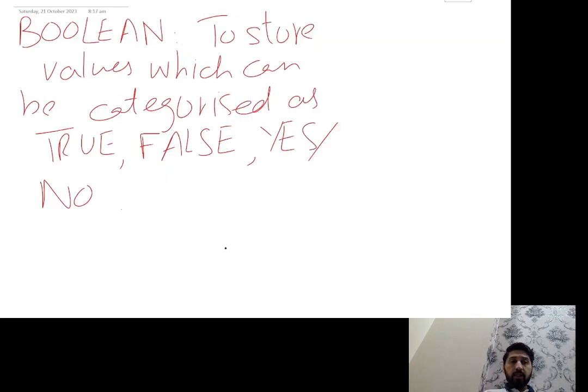Then comes the Boolean data type. Boolean data type is used to store values. These values can be categorized as true, false, yes, no, depending on the criteria. Just like if I want to know, will it rain today? Will all the students be present in the class today? So anything which I can categorize as yes, no, or true, false form will be stored in the Boolean data type.